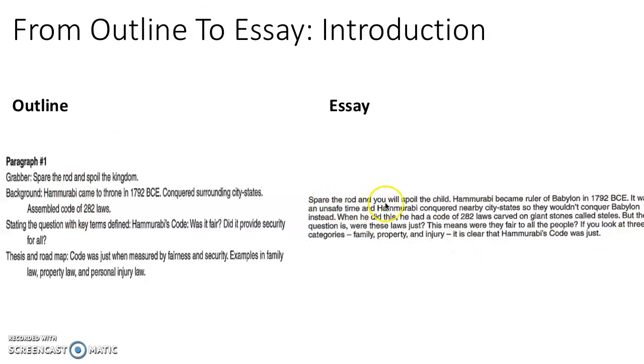Spare the rod and you will spoil the child. Hammurabi became ruler in 1792 BC. It was an unsafe time and Hammurabi conquered nearby city-states so that they wouldn't conquer Babylon instead. When he did this, he had a code of 282 laws carved on giant stones and steles. But the question is, were these laws just? This means that they were fair to all people. If you look at 3 categories, family, property, and injury, it is clear that Hammurabi's code was just. Do you see how this happened?